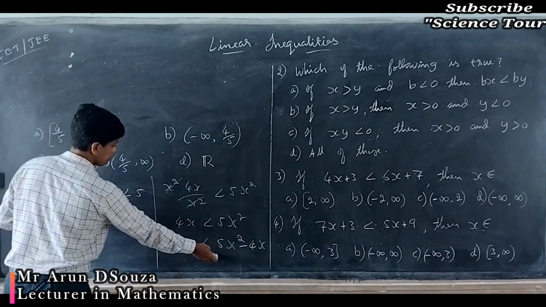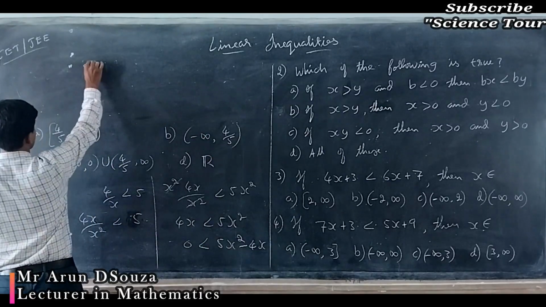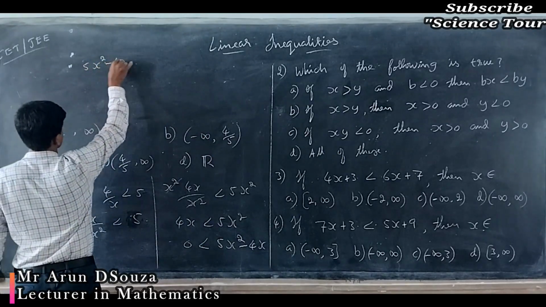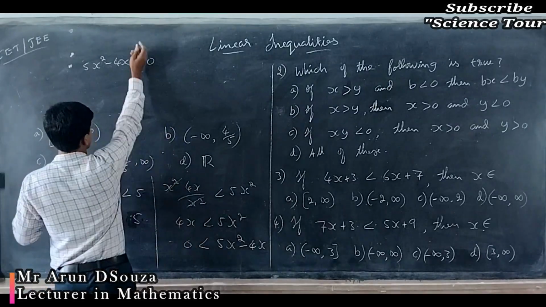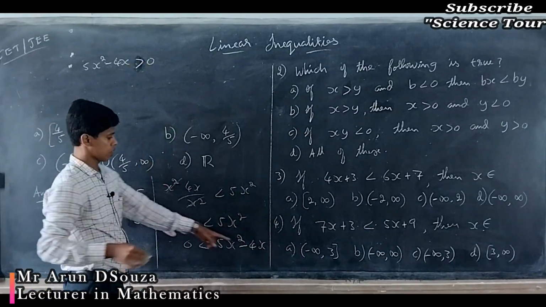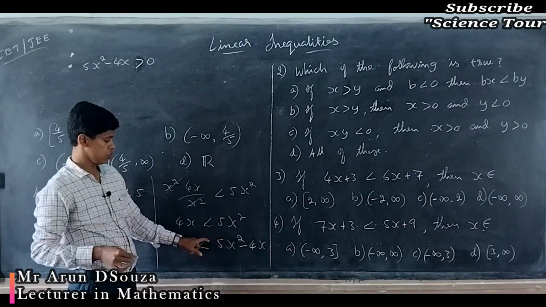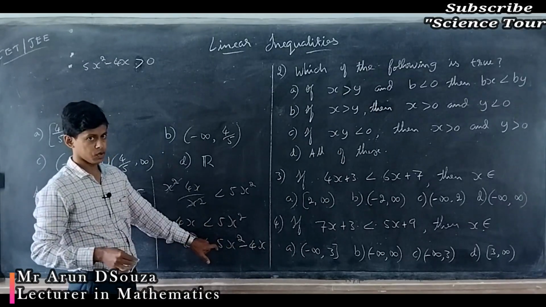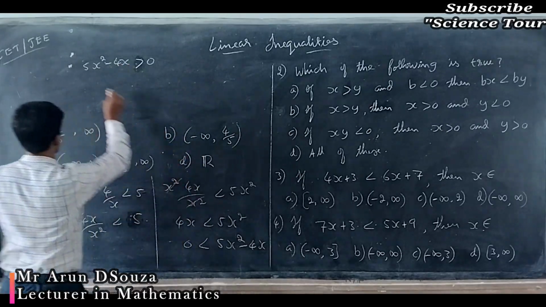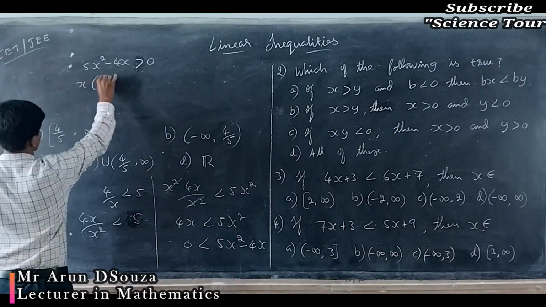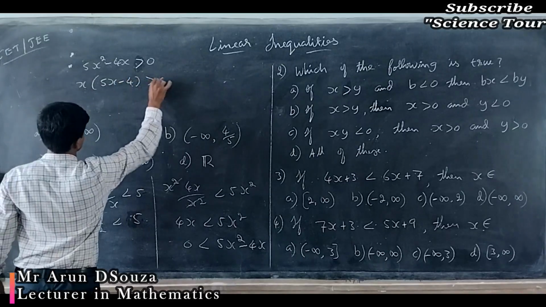Alright, so continuing like this, see, continue from here. 5x square minus 4x is greater than 0, that is greater than, because I'm writing that first. So the inequality opens here. Okay, it opens here, therefore it must open here. Clear? Now take x common. So x times 5x minus 4 is greater than 0.